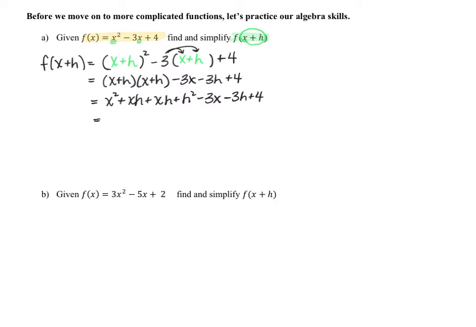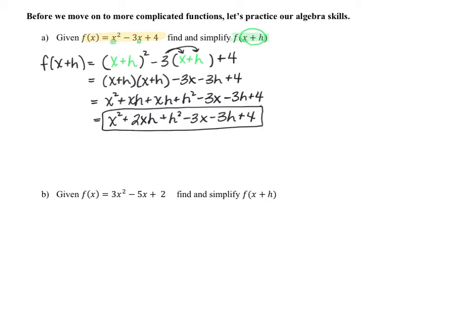And then finally combine like terms. So we'll have x squared plus 2xh plus h squared minus 3x minus 3h plus 4. Not a lot of simplifying in this case.